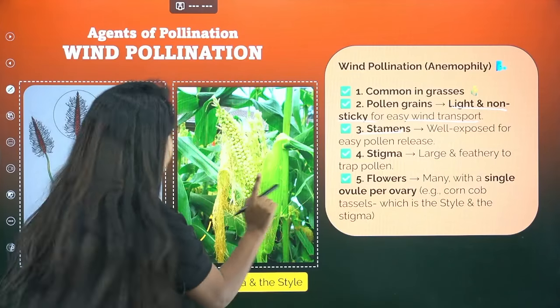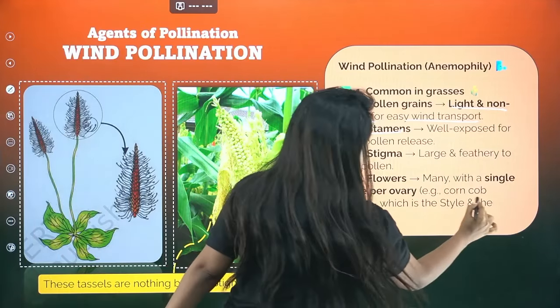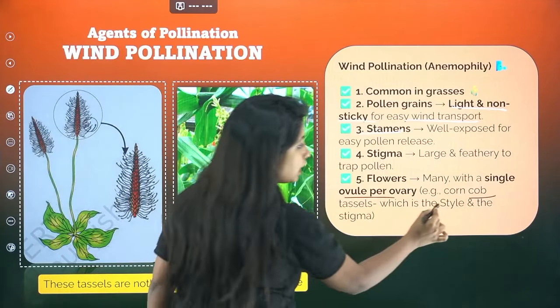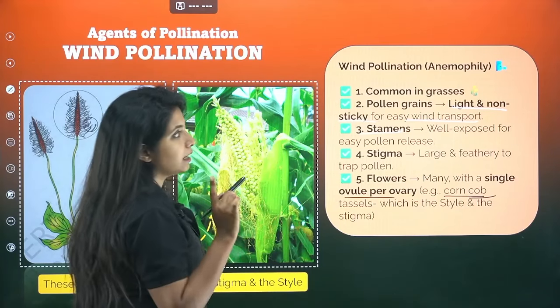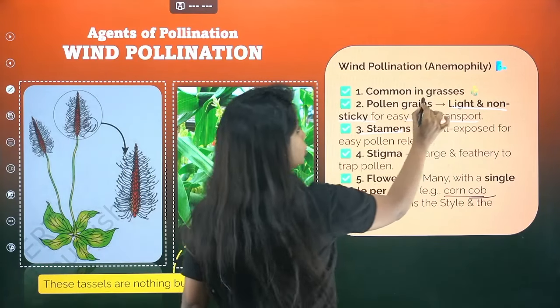Remember this, one ovule per ovary. This is a feature of wind pollinated plants. And examples are corn cob and basically grasses. Corn cob and grasses. This is super important.